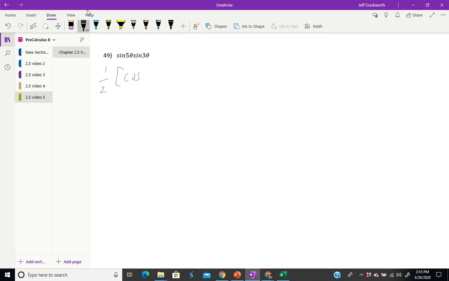Cosine of the first minus the second, so that's 5 theta minus 3 theta. And minus the cosine of the sum of the other two, so that's 5 theta plus 3 theta. All right, so we've only got one more step, and there's no fractions here, so it should be rather easy. We're left with 1/2 cosine 5 theta minus 3 theta is just 2 theta. And when we add them, it's 8 theta.